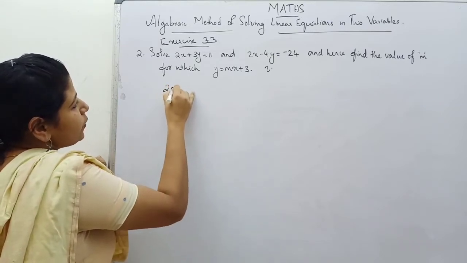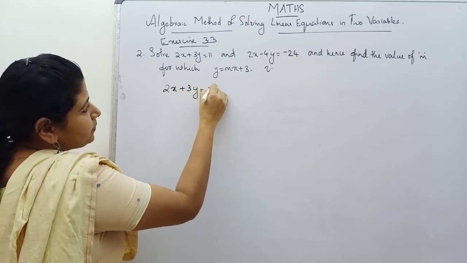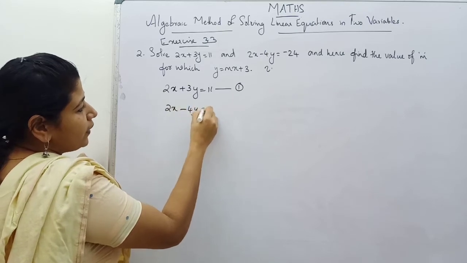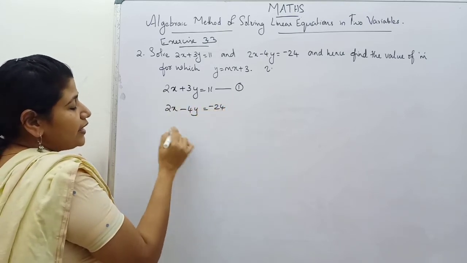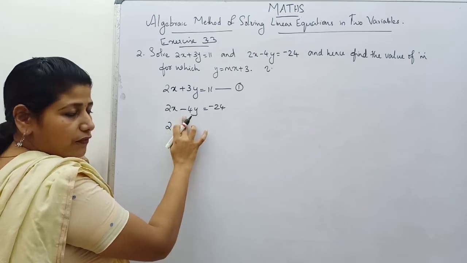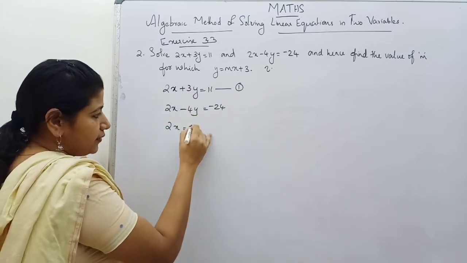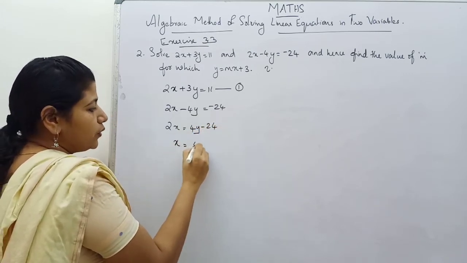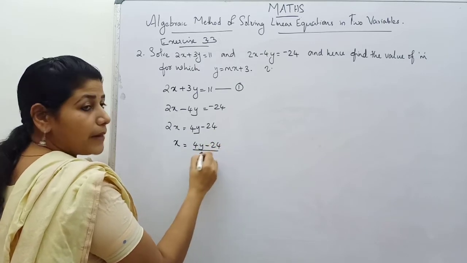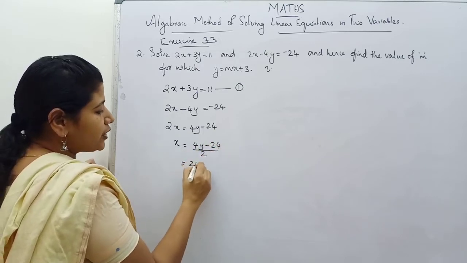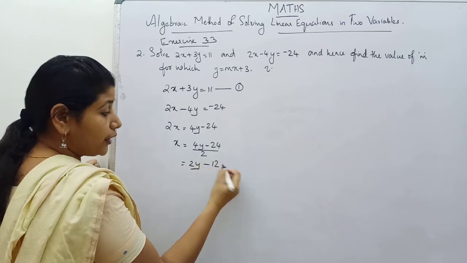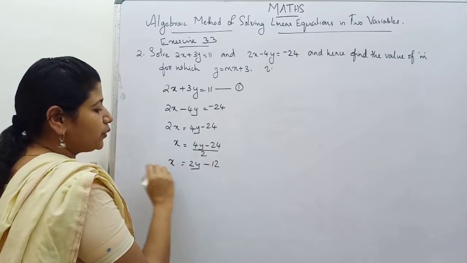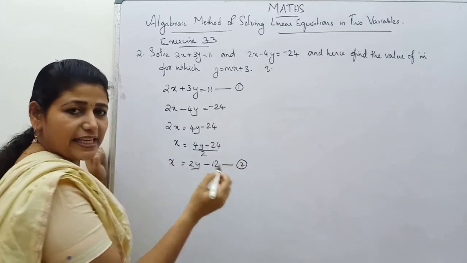Our first equation is 2x plus 3y equal to 11. This is my first equation. And the second equation is 2x minus 4y equal to negative 24. I am changing this into 2x equal to 4y minus 24, since the negative 4y can be taken to that side and becomes positive. Then x is equal to 4y minus 24 by 2. 4 by 2 is 2, and 24 by 2 is 12. So we can write x is equal to 2y minus 12. This is my second equation.